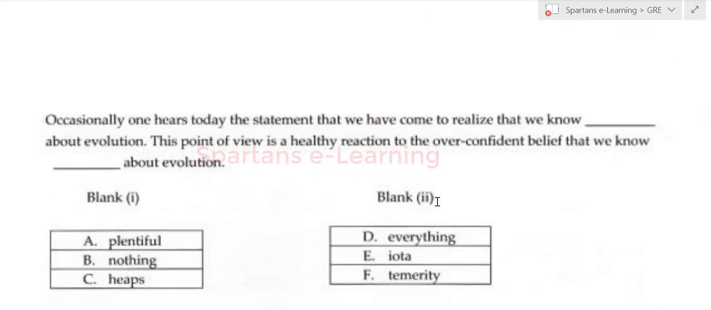So let's look at the options. So it is nothing and this is everything, that's it. Okay, so we have come to realize that we know nothing about evolution. Knowing nothing about evolution is actually a healthy reaction, and if we feel we know everything, that is being overconfident. So here everything, here it is nothing, right?